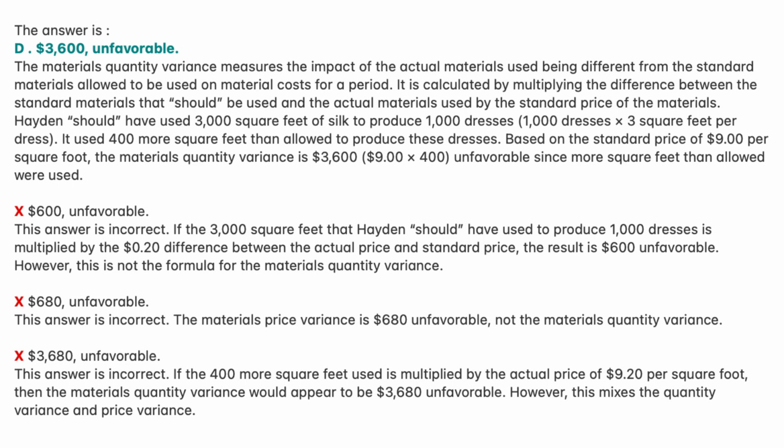$3,600, unfavorable. The materials quantity variance measures the impact of the actual materials used being different from the standard materials allowed to be used on material costs for a period. It is calculated by multiplying the difference between the standard materials that should be used and the actual materials used by the standard price of the materials. Hayden should have used 3,000 square feet of silk to produce 1,000 dresses, 1,000 dresses times 3 square feet per dress. It used 400 more square feet than allowed to produce these dresses. Based on the standard price of $9 per square foot, the materials quantity variance is $3,600, $9 times 400, unfavorable since more square feet than allowed were used.